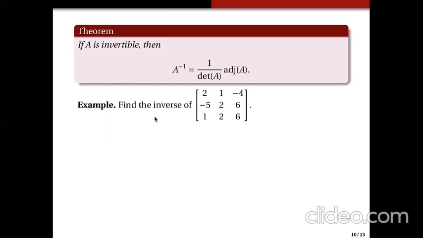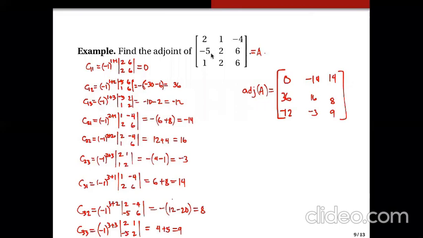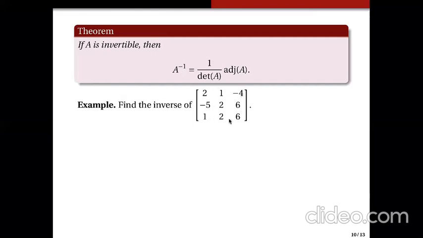Okay? So example, find the inverse of this matrix. This is the same matrix as here. 2, 1, negative 4, negative 5, 2, 6, 1, 2, 6. So we have the adjoint. What's left to do is to get the determinant of A, and therefore we will be able to find the inverse of A. To get the determinant of A, we can use one of the methods that we know. What we can do is to augment the first two columns of A. So I have 2, negative 5, 1, and then 1, 2, 2.